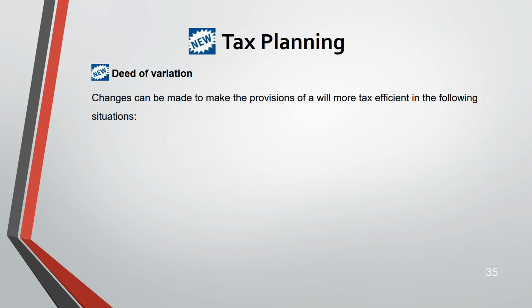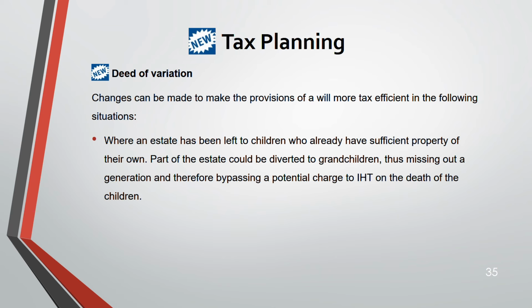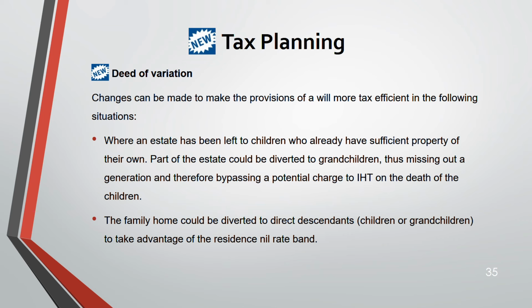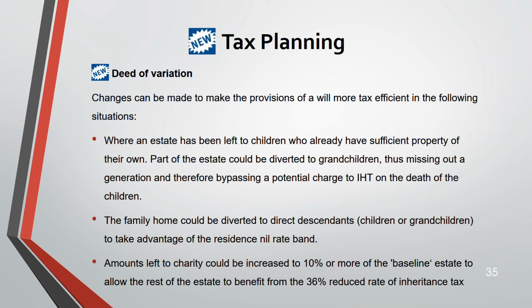Now, changes can be made to make the provisions of a will more tax efficient in the following situations. Number 1, where the estate has been left to children, who have sufficient property. So now, part of the estate could be diverted to grandchildren instead. Next, the family home could be diverted to direct descendants, could be given to children or grandchildren to take advantage of the residence nil rate band. Next, amounts left to charity could be increased to 10% or more of the baseline estate so that your whole estate is taxable at 36% rather than 40%.